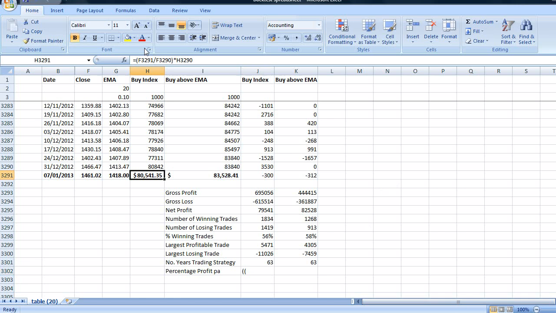Total at the end, we put in equals, total at the end divided by the start. We put that to the power of 1 divided by number of years trading. We do that as minus 1. So there we can see that the percentage profit per annum, not bad there at all, is 7.3%.